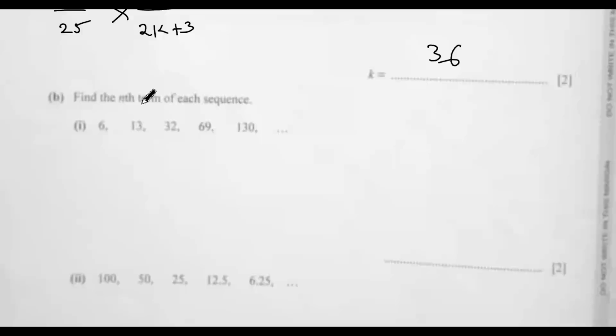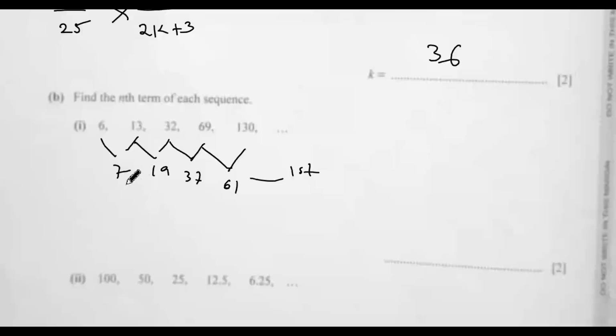Find the nth term of each sequence. If you look at the first one here, we have to identify the type of sequence. So you say this take away this, you will get 7. Then this take away this, you will get 19. If you do 69 minus 32, you get 37. If you also do 130 minus 69, you get 61. So this is the first difference, and we don't have a common difference.